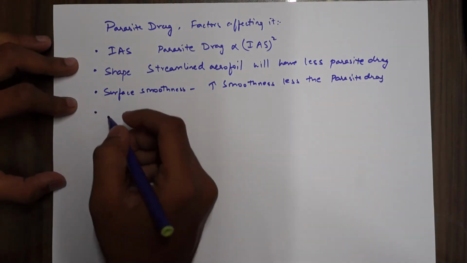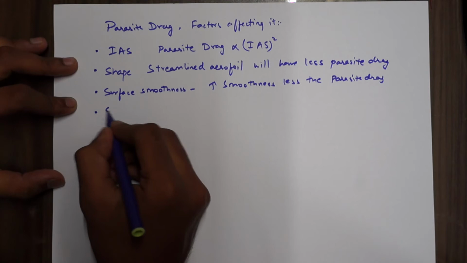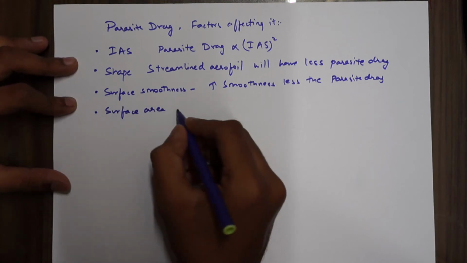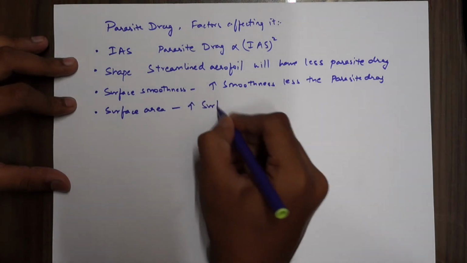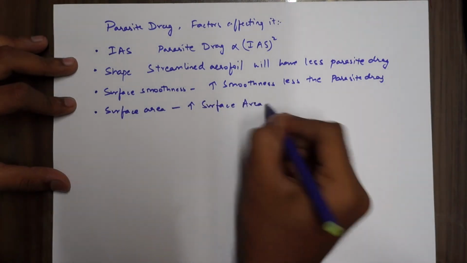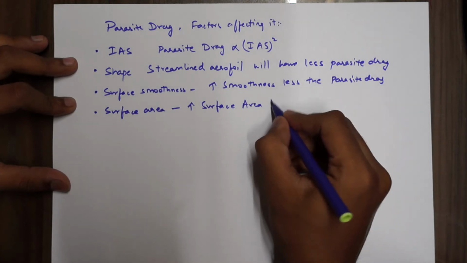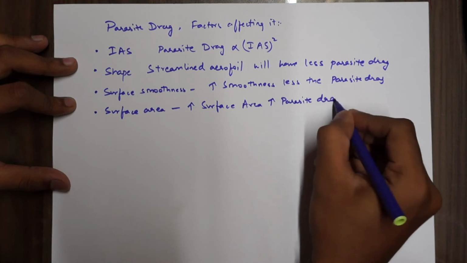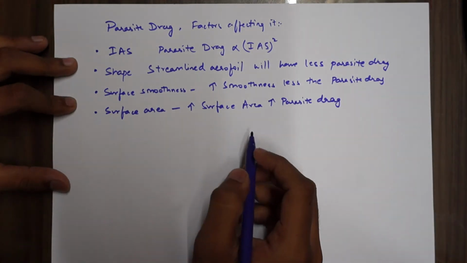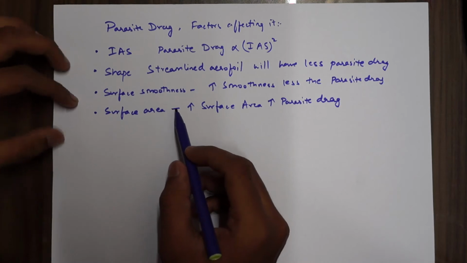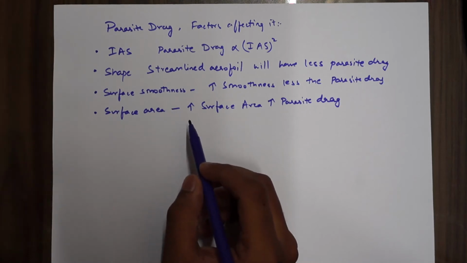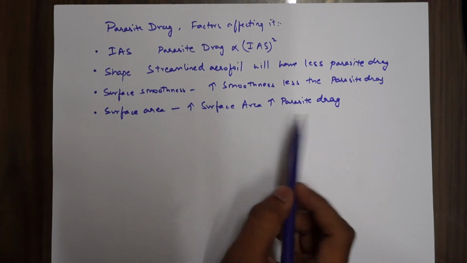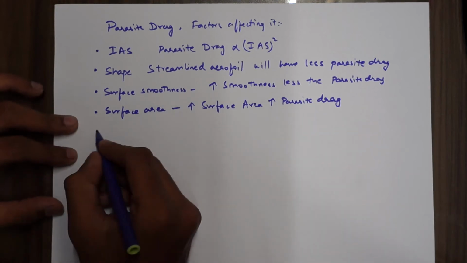Next is your surface area. If you increase surface area, your parasite drag will also increase, because you're providing the air more surface, more area, depending on the smoothness of the surface, basically increasing parasite drag.